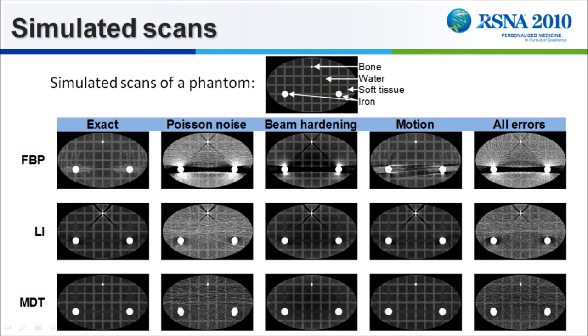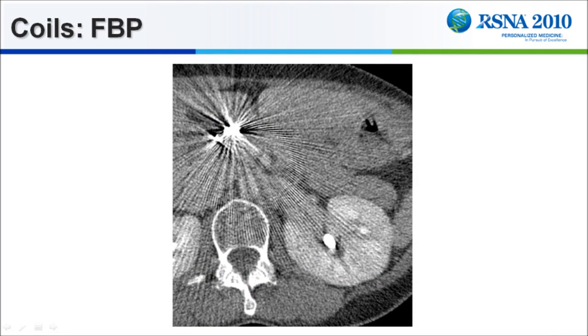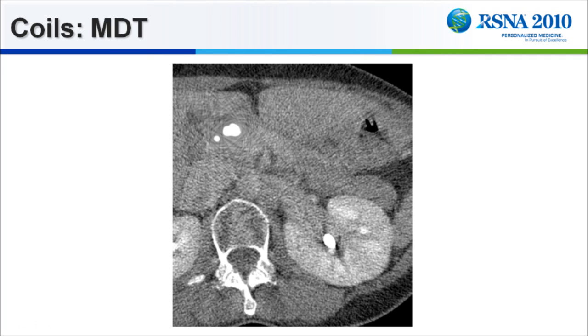As you can see, MDT, which is shown in the last row, reduces metal artifacts due to all 3 different mechanisms for generating metal artifacts. Next, we tested MDT on clinical scans. These are embolization coils reconstructed with FBP, LI, and MDT.